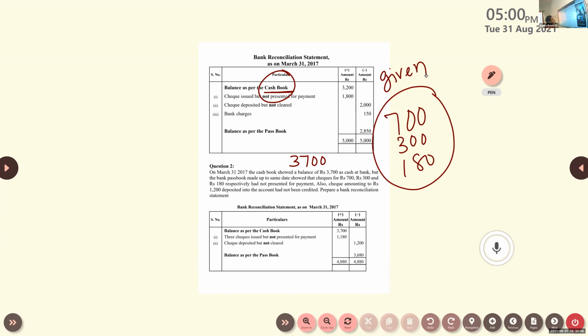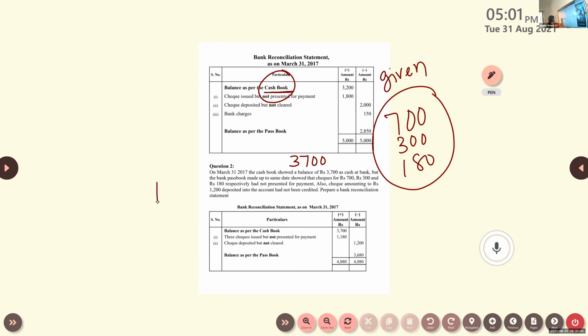Presented for payment. That means the business issued these checks, but these amounts haven't gone from the bank account. It is still there in the bank account. The business issued the check, but it is not presented. There was a lazy customer. He didn't go to the bank on the same day. He decided to go some other day. So the bank account remains the same. The same amount is still there. Now also a check amounting to rupees 1,200 deposited into the account had not been credited.